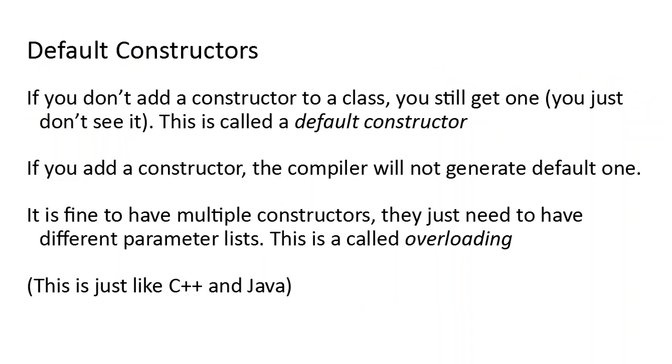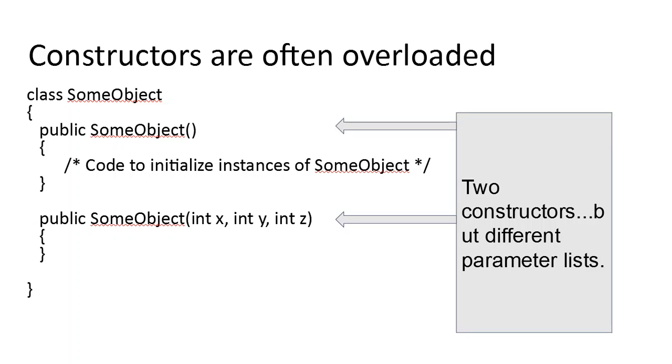Just like in Java and C++, if you do not provide a constructor in a class, you will get a default constructor. The compiler will generate a default constructor for you. Otherwise, you'd never be able to create the object. And that's just like C++ and Java. Also, like those languages, you can overload constructors. So you can have as many constructors as you want. They just have to have different parameter lists. And objects frequently do have multiple constructors because there may be different ways you want to create that object.